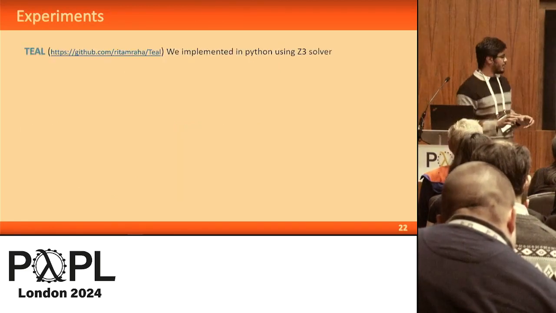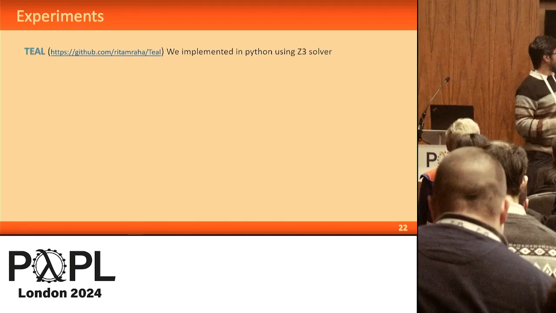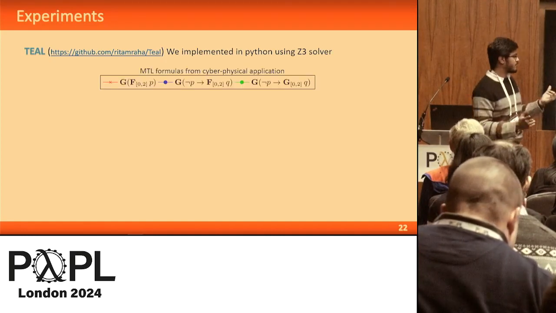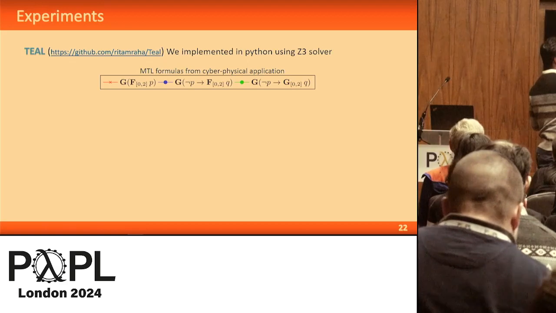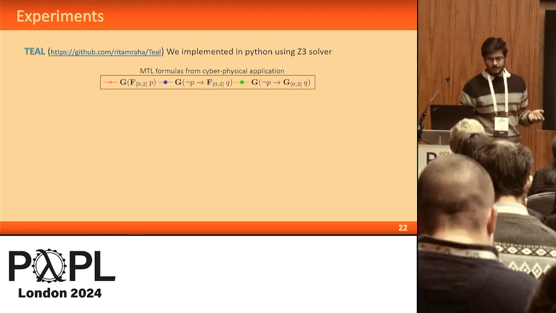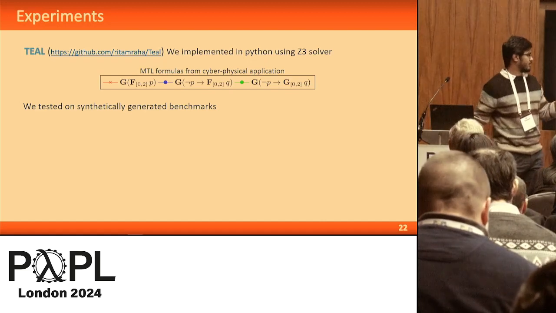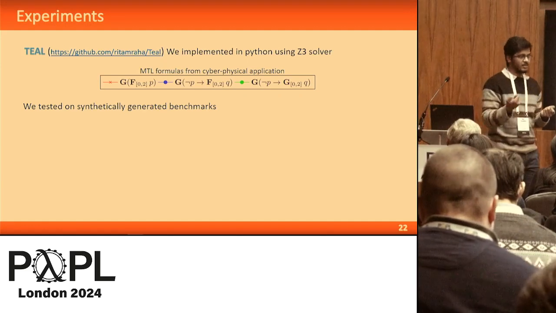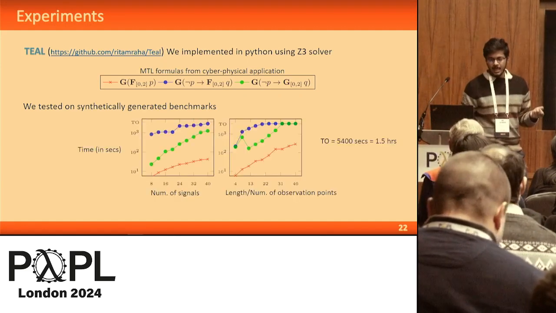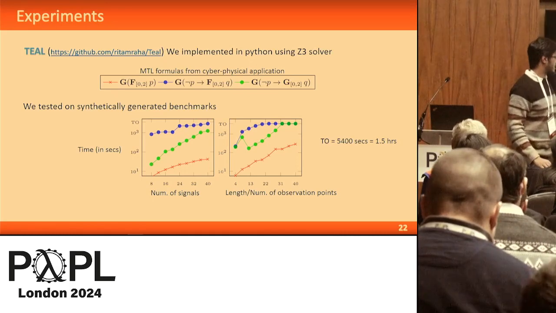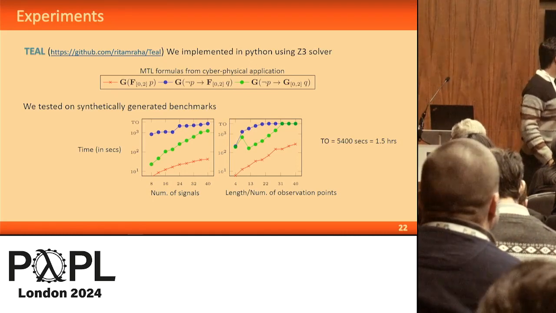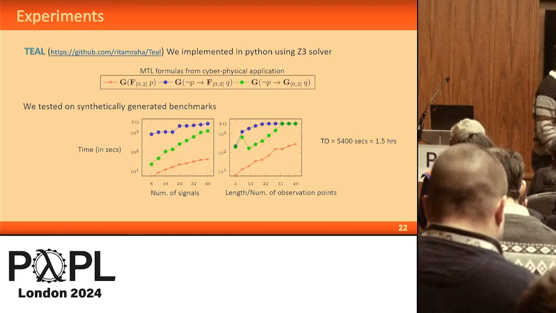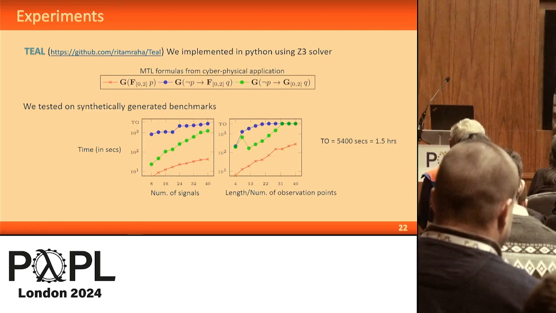So we have implemented our algorithm in an open source tool, and we used Z3 as the SMT solver. And we picked a few MTL formulas from applications that we found, and we generated synthetic benchmarks based on these formulas to check whether our tool can recover the formulas. And here I present the charts where it shows the time versus, so here it shows the number of signals that were used in the sample, and here it shows the length of the signals in the samples.